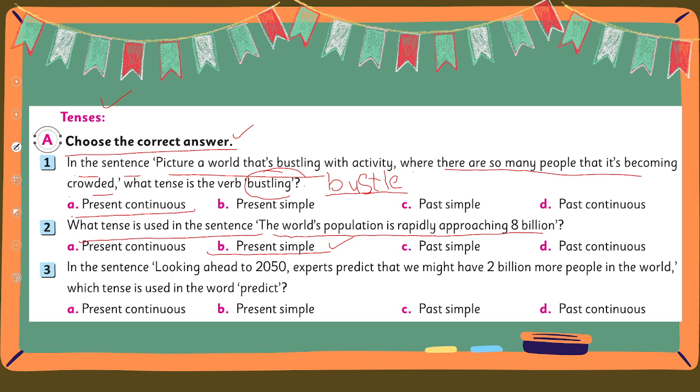All right. In the sentence, looking ahead to 2050, experts predict that we might have 2 billion more people in the world. Which tense is used in the word predict? This is actually present simple. To predict something in the basic form is present simple. Notice, students, we are not looking at the complete sentence. We are just looking at the given word, that which kind of tense is it following. So here predict is following the present simple.